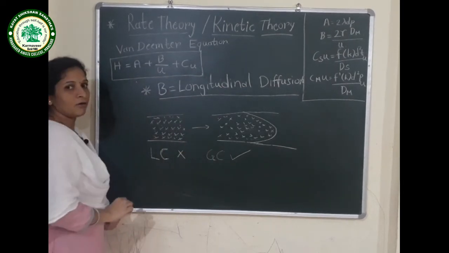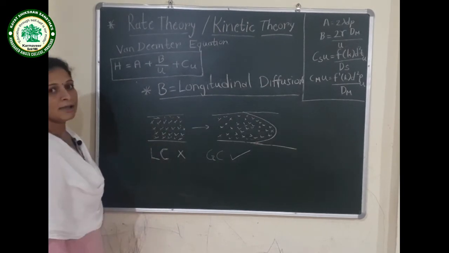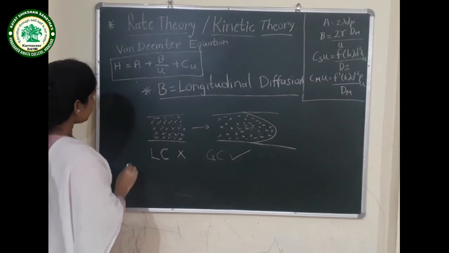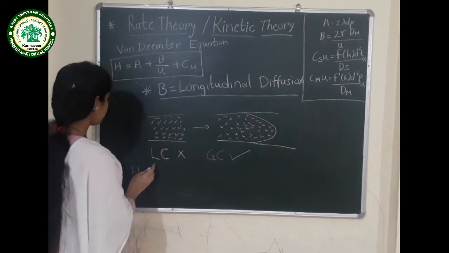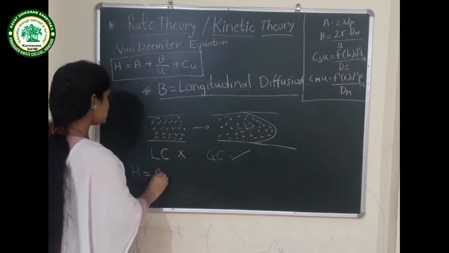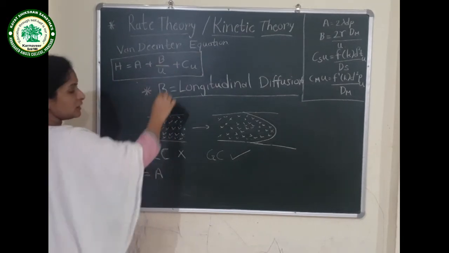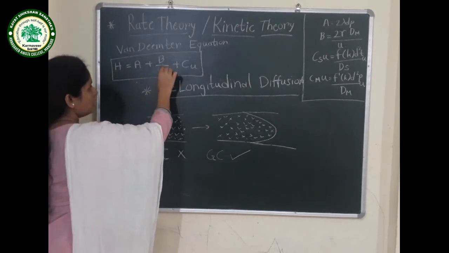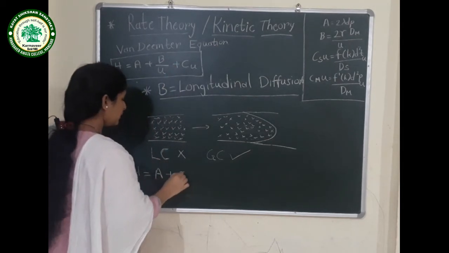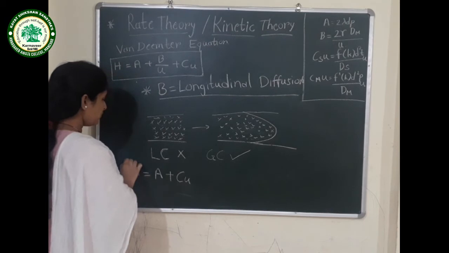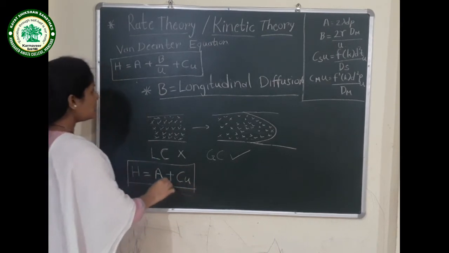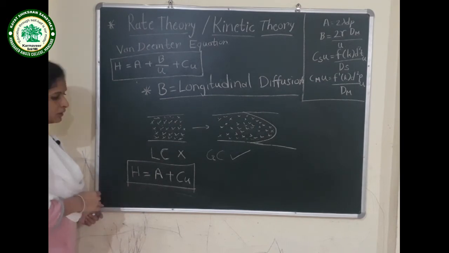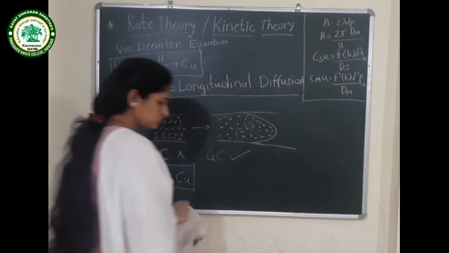But in liquid chromatography, this longitudinal diffusion is absent. Therefore, this equation is changed in liquid chromatography, and the equation becomes H is equal to A plus Cu. B is the longitudinal diffusion and it is negligible in liquid chromatography. Therefore, we are not taking this B term. We are taking only the C term. This is the Van Deemter equation which changes for the longitudinal diffusion. Okay, this is about the longitudinal diffusion.